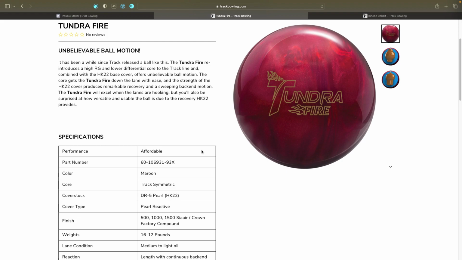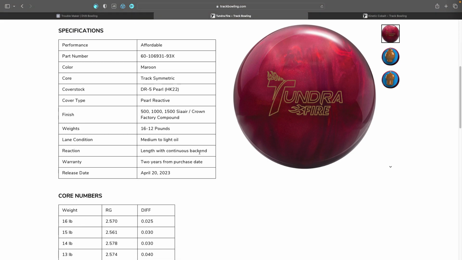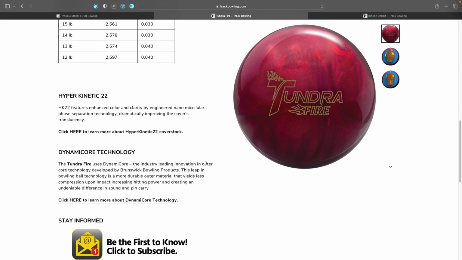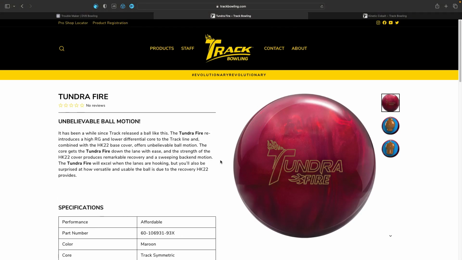Just because that's a very controllable reaction, where it is going to get down lean, but it's not going to jump off the spot. So I think this one is going to be very, very good, especially now that they're getting HK22 into a lot more bowling balls. HK22 is good. That's an opinion, but that's just kind of a general fact at this point. This one is going to be very, very good, especially on house shots.